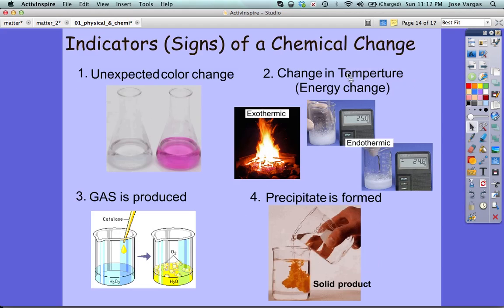So these are the indicators that we're going to see when there is a chemical change. Unexpected color change. Change in temperature is going to indicate a chemical change, just like fire, which is exothermic. Gas is produced, just like the lab that we did with vinegar and sodium bicarbonate. And then when we see something else being formed, in this case something solid, a precipitate, this also indicates a new substance, a chemical change.